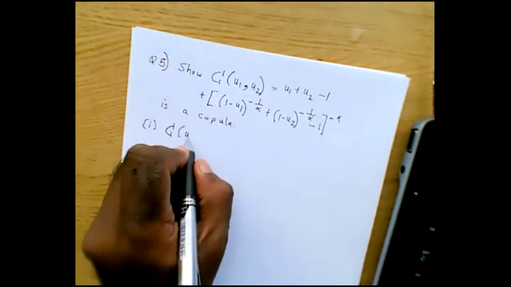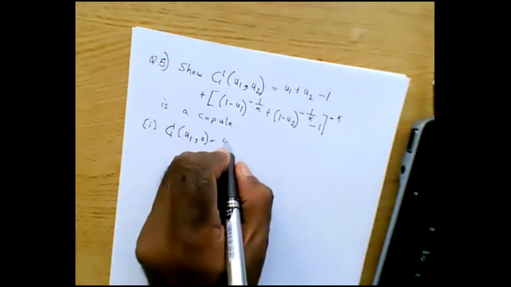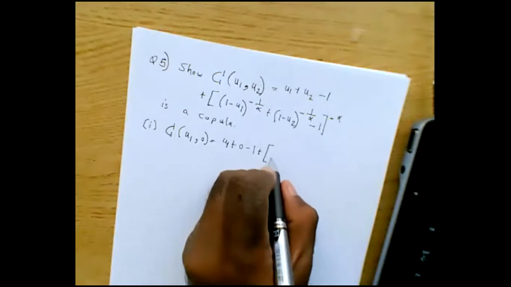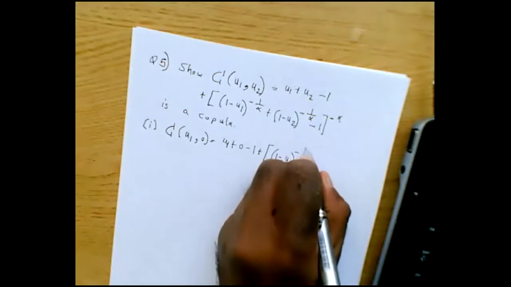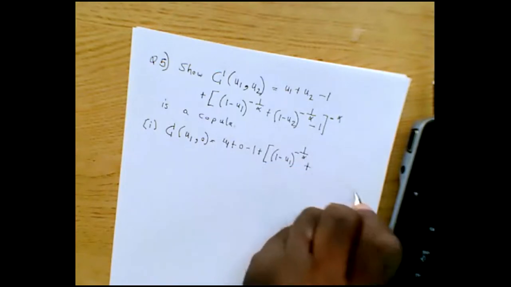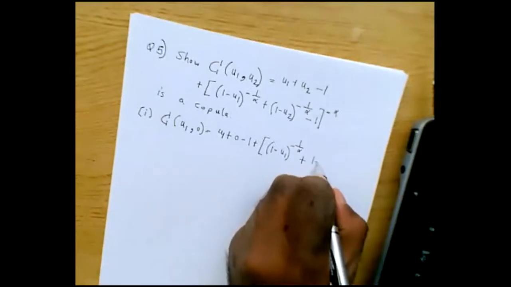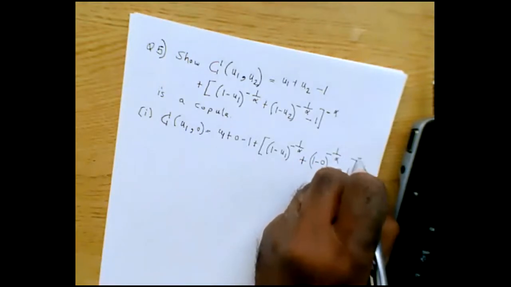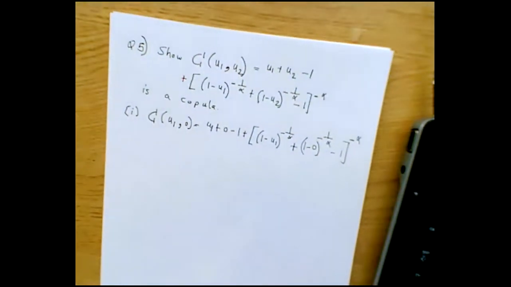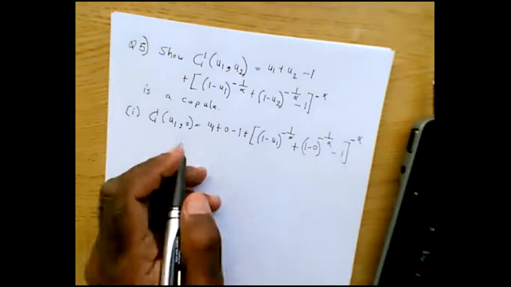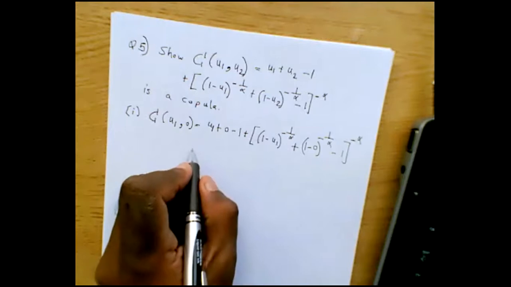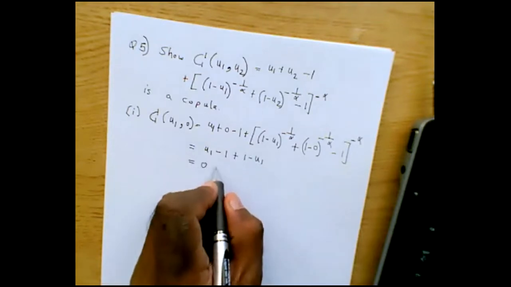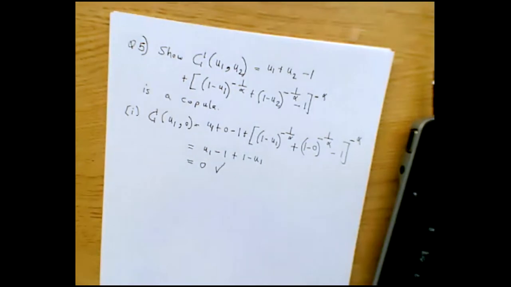So you want to show that C(U1, 0), which is U1 plus 0 minus 1, in brackets, you have (1 minus U1) to the power minus alpha plus (1 minus 0) to the power minus alpha. Because this is 1, 1 minus 1 is 0. So basically you get U1 minus 1 plus 1 minus U1, which is 0. So condition 1 is satisfied, right?